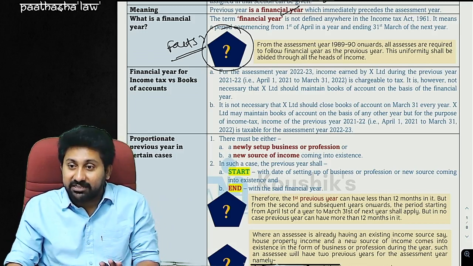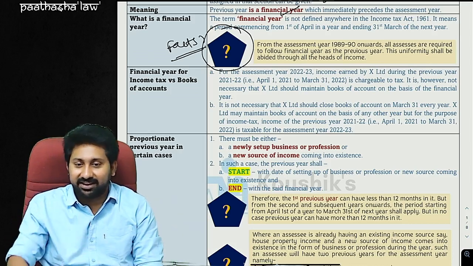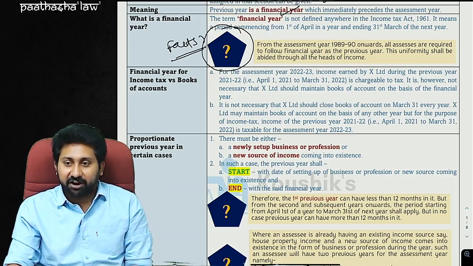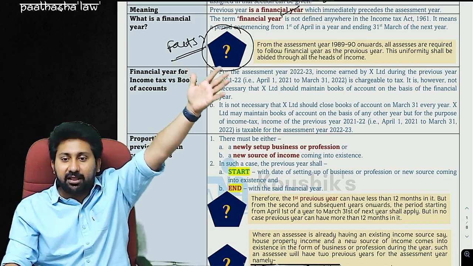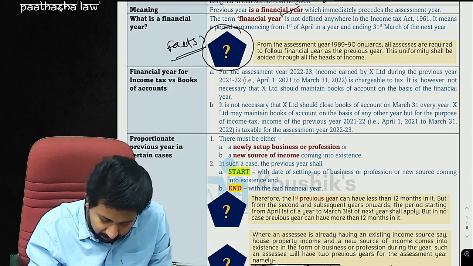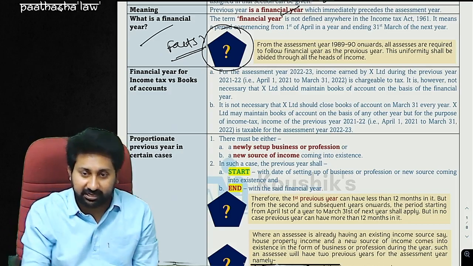But the fun part is the term financial year is not defined anywhere in the income tax law. So what is a financial year? The General Clauses Act applies, which defines it as starting from 1st April and ending on 31st March of the next year. Next, this is one important MCQ type question they can ask.